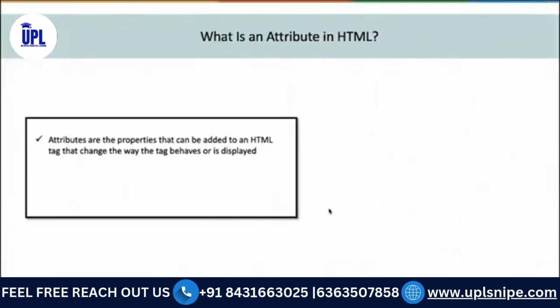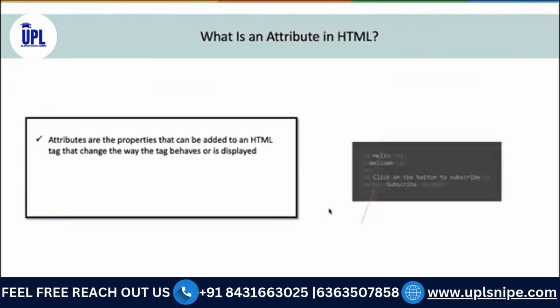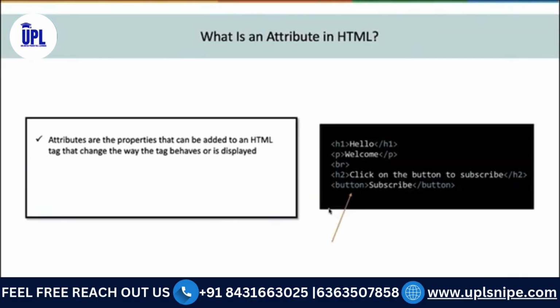A few questions, like what is an attribute in HTML? You can consider attributes as the properties that can be added into the HTML tag, and that change the way the tag behaves or is displayed. You can see here you have a call button. Attributes are added right after the name of the HTML tag. So button is an element for me, it's not an attribute.